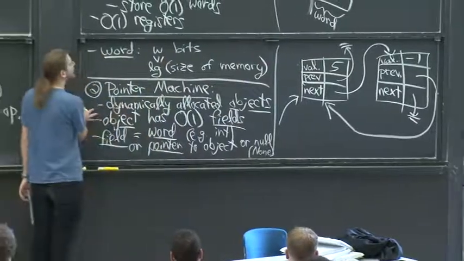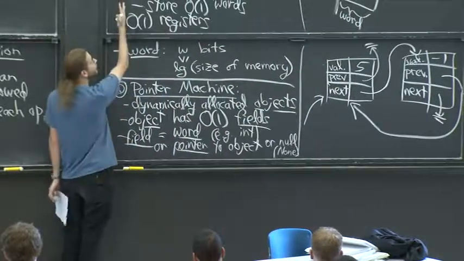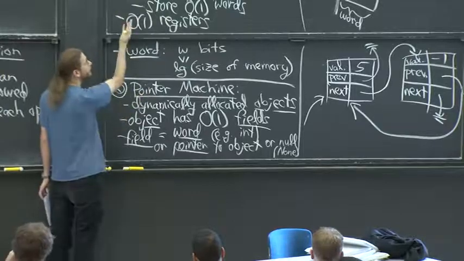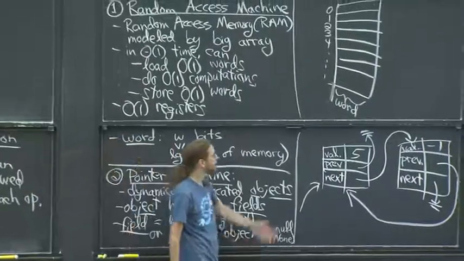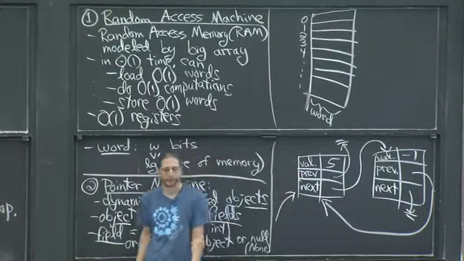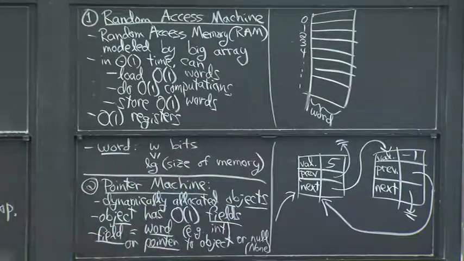So it's actually a weaker model than this one because you can implement a pointer machine with the random access machine. But it offers a different way of thinking. A lot of data structures are built this way. Cool.